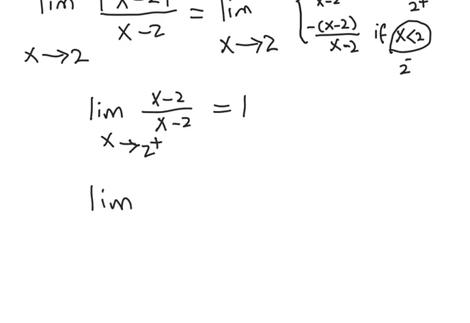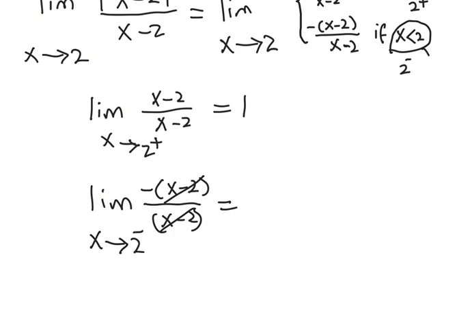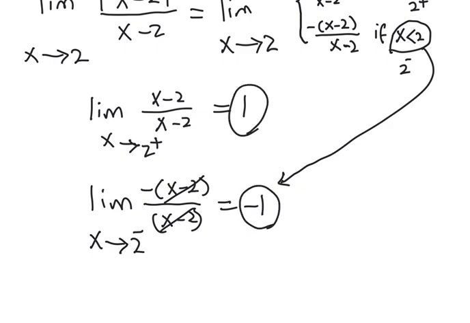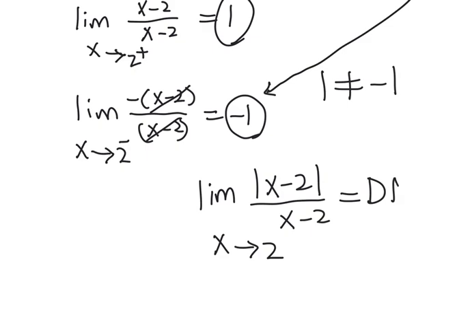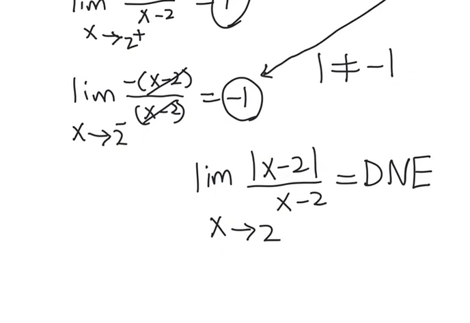And the limit of this function from the left is negative bracket x minus 2 over x minus 2. So you can cancel x minus 2 by x minus 2. And as you know, this is the left hand side limit because it's less than 2. So it is equal to minus 1. As you see, left and right are not equal. 1 is not equal to minus 1. Then you say the limit of absolute value of x minus 2 over x minus 2 as x goes to 2 does not exist. Why? Because the left hand side and right hand side limits are not equal.